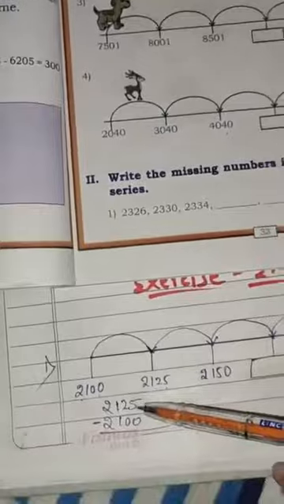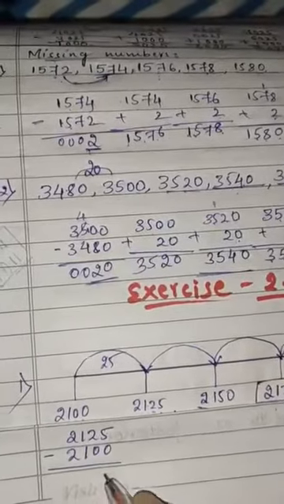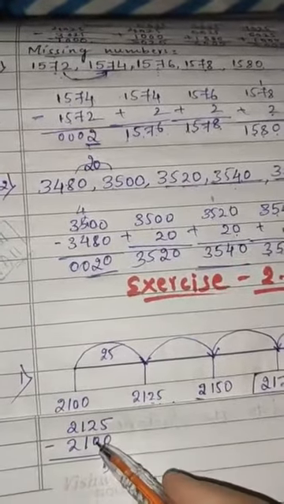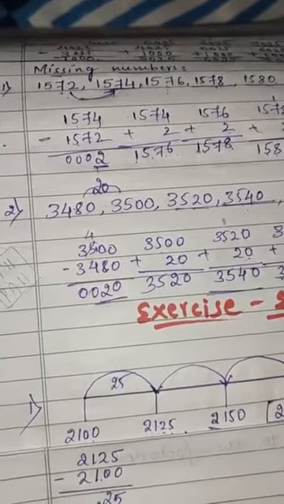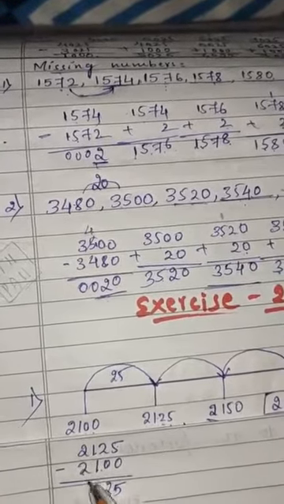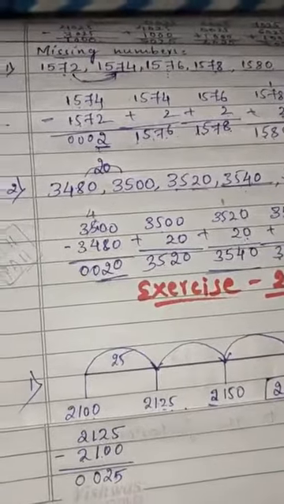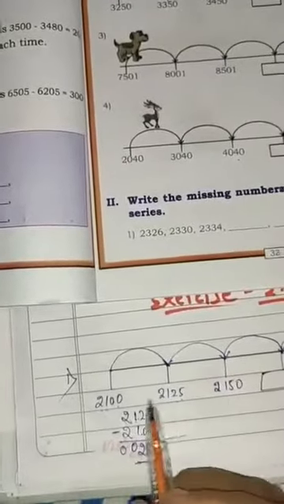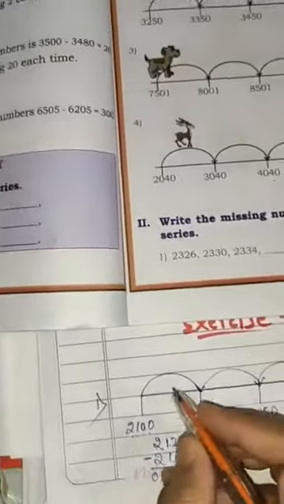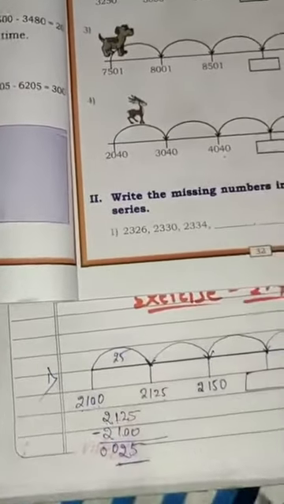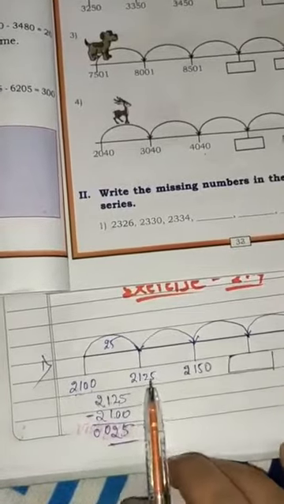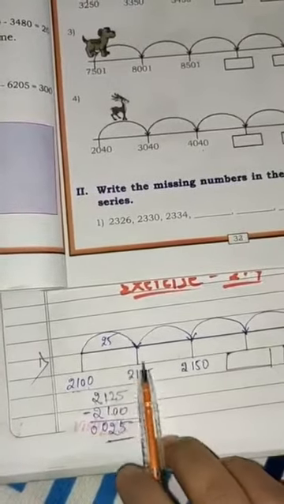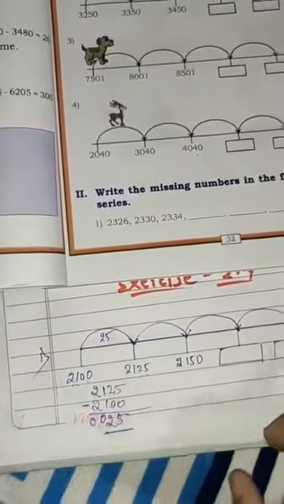Now let us subtract it. 5 minus 0, 5. 2 minus 0, 2. 1 minus 1, 0. 2 minus 2, 0. So what is the difference between these two numbers? Yes, it is 25, right? So now what do we have to do here? Yes, very good. We have to keep adding this 25 each time, for each number.